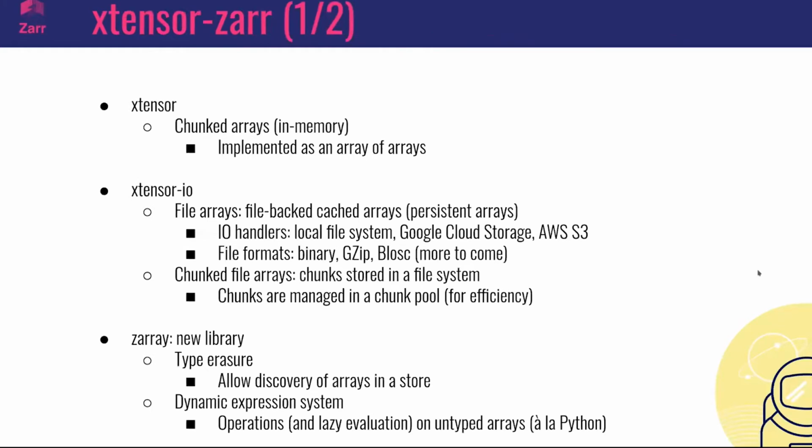When working on the Zarr implementation in Xtensor, we have made contributions to the Xtensor stack in the following way. In Xtensor, we have implemented in-memory chunked arrays, which are implemented as array of arrays. In xtensor-io, we have created file arrays, which are file-backed cached arrays and persistent arrays. They have two main abstractions. One is IO handlers, which can be a local file system, Google Cloud Storage, or AWS S3. The other one is file formats, which can be binary, gzip, BLOSC, and more.